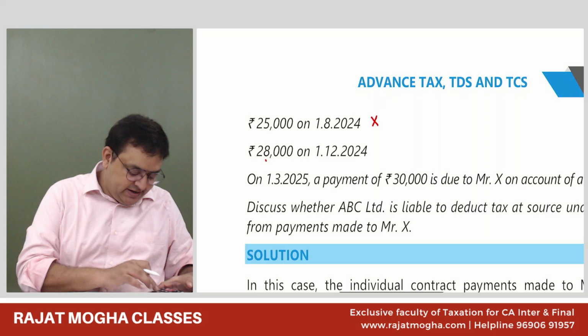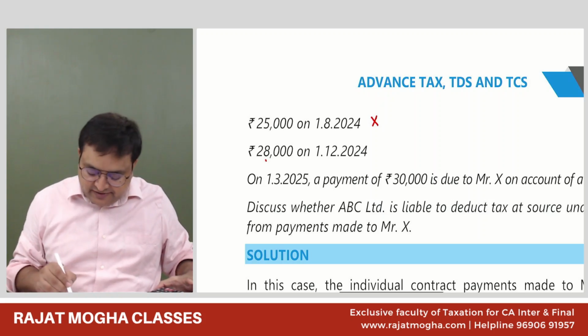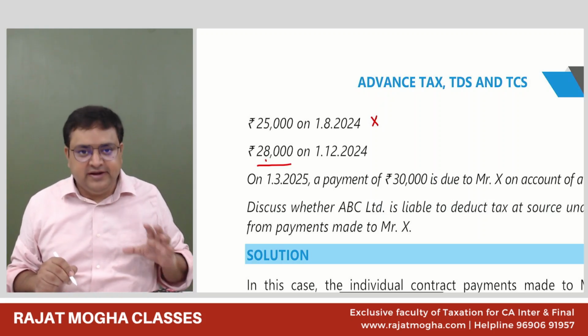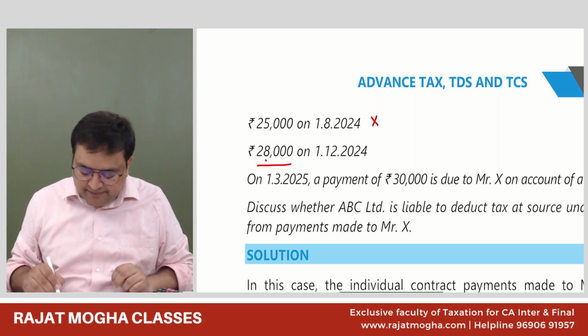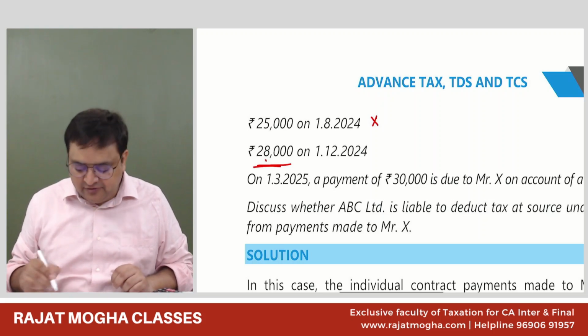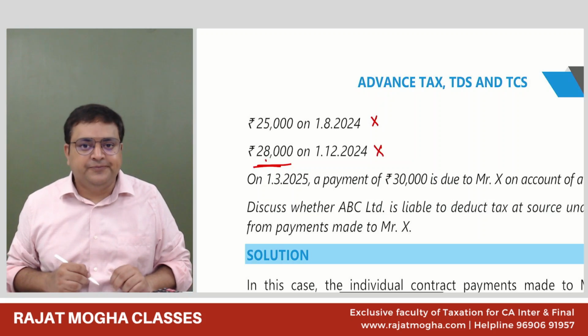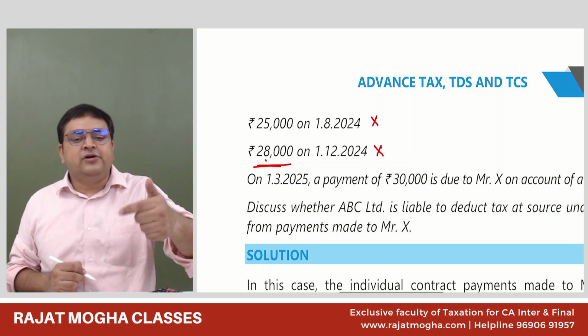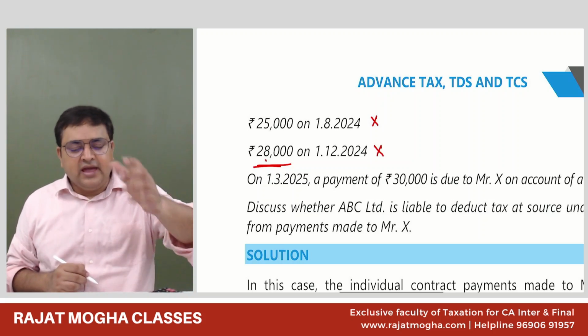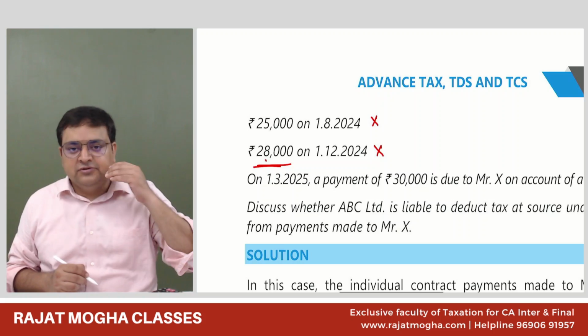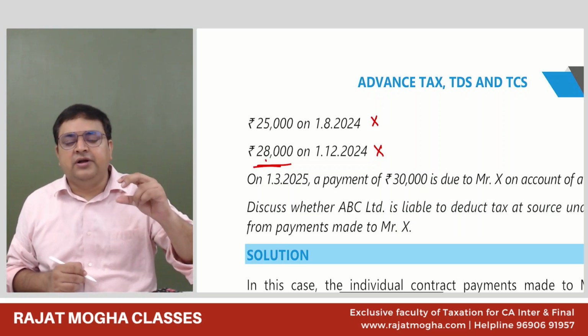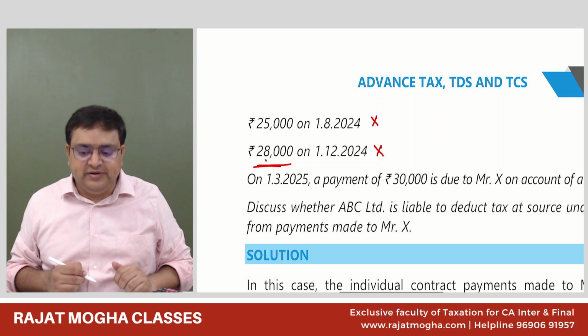45 was there, 28 here, 73. Here the cumulative amount is coming as 73, and we have made the payment of a single contract less than 30,000. No TDS here as well. Why? Neither of the contracts is going more than 30. The aggregate, the cumulative amount, is also not going more than 1 lakh rupees as of now.